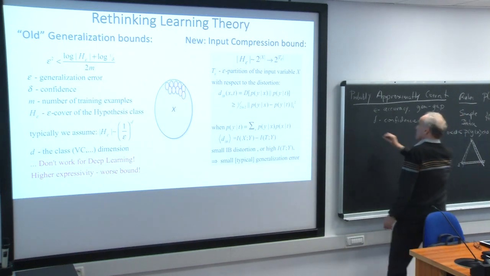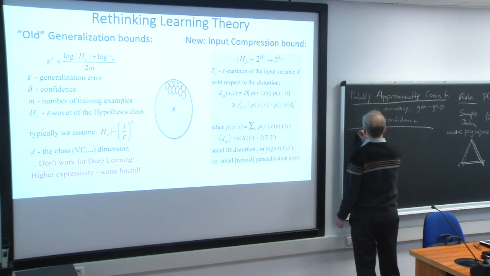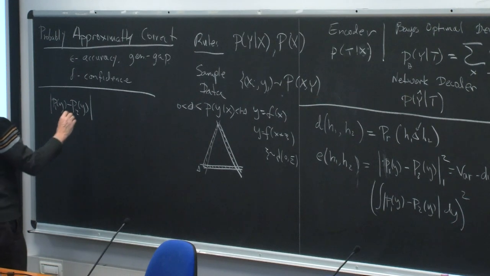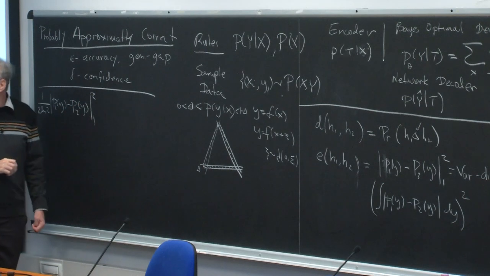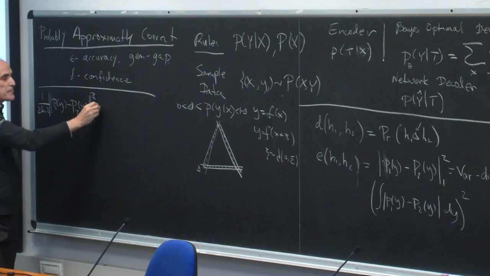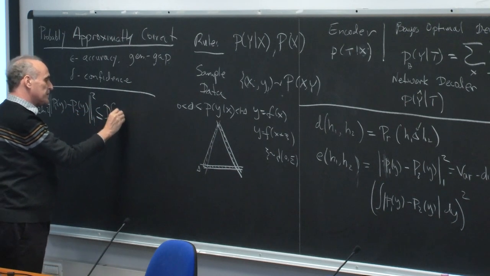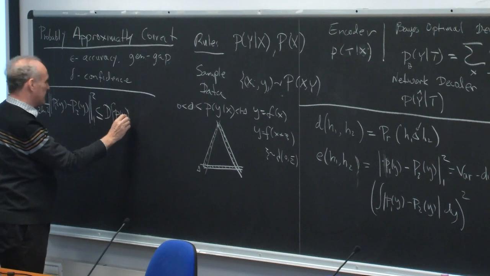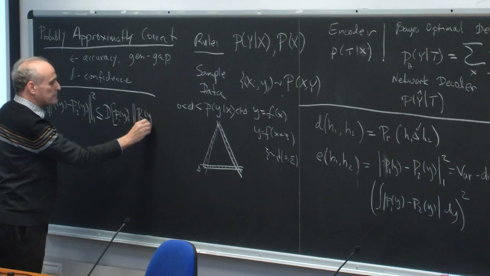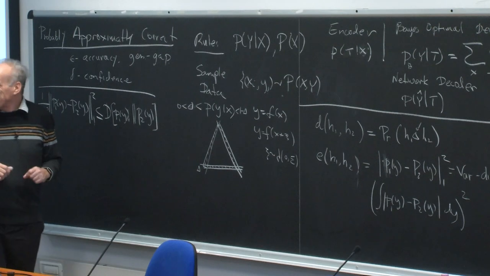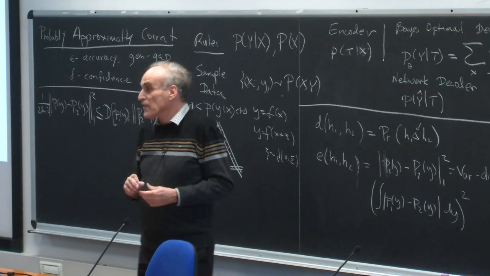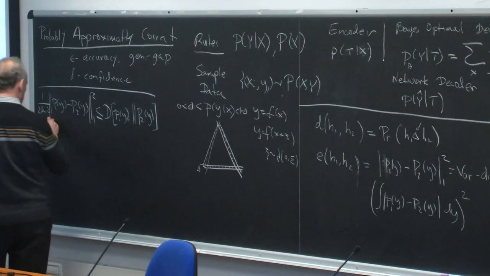So the Pinsker inequality is telling me that the L1 norm of P1 of y minus P2 of y, squared, up to some constant, 2 ln 2 or whatever, is bounded by the KL divergence of P1 of y and P2 of y. Now, this is not symmetric, but it doesn't matter, in any order. So the smaller of the two. This is known as the Pinsker inequality.